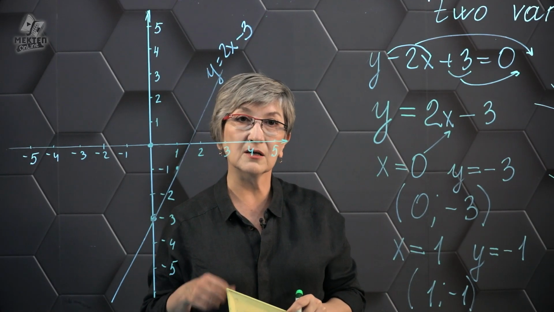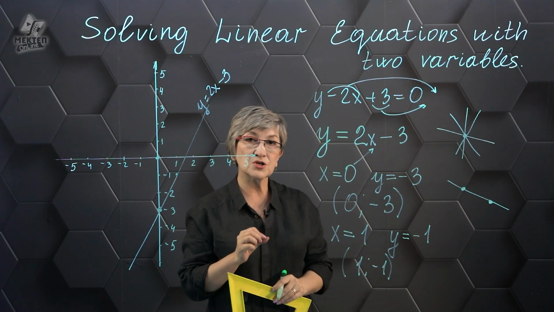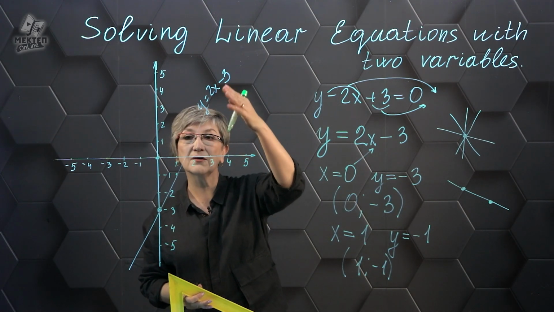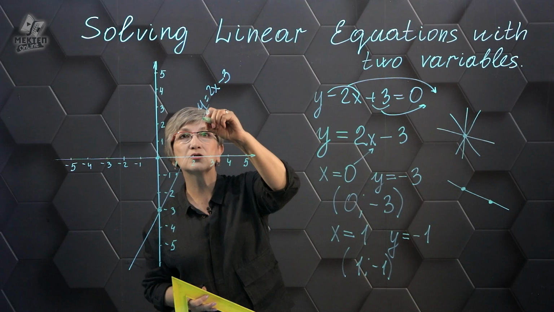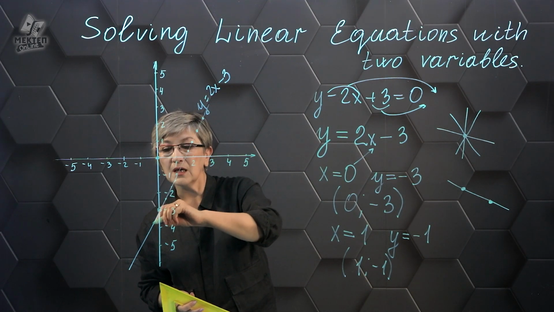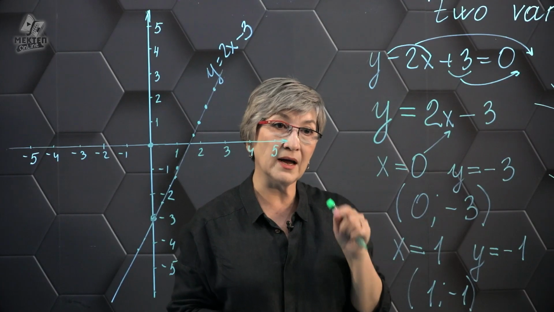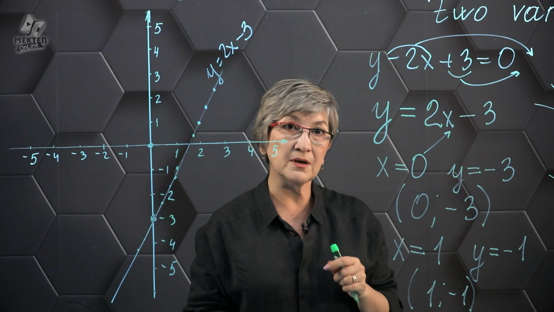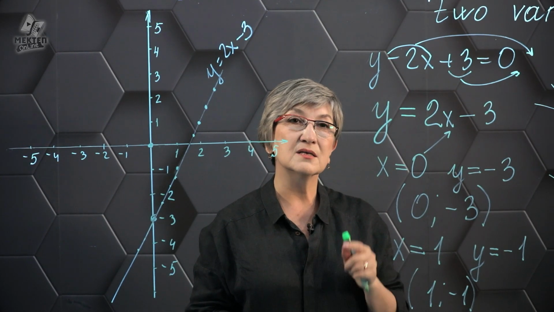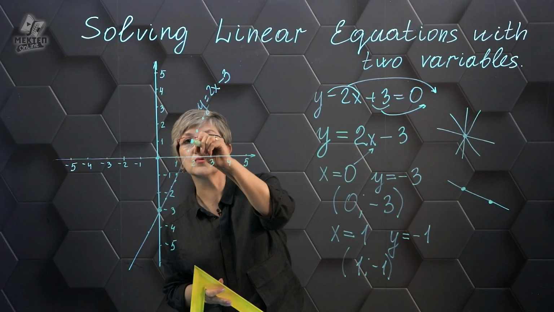But what we've been talking about is that a linear equation has multiple solutions. Why does that happen? Because if I graph this function, then any point that lies on that line is a solution to our equation. That's why a linear equation with two variables has many solutions, many pairs of x and y values. For example, if I take this point, what are its coordinates?